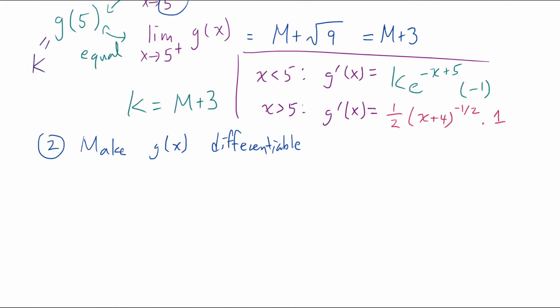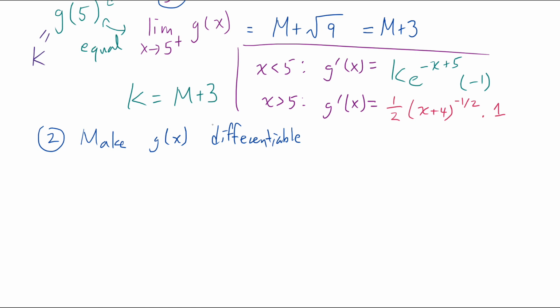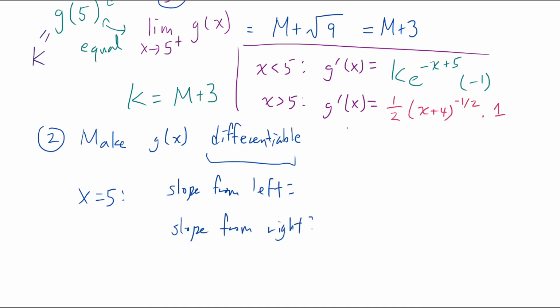And now let's think about this. You want to make g of x differentiable. And here again, at x equals 5, you better check that the slope from the left and the slope from the right are the same. And how do you guarantee this? Well, the slope from the left is when you're looking at x less than 5, and as x gets closer and closer to 5, this becomes k times e to the 0 times minus 1. So we get minus k here.